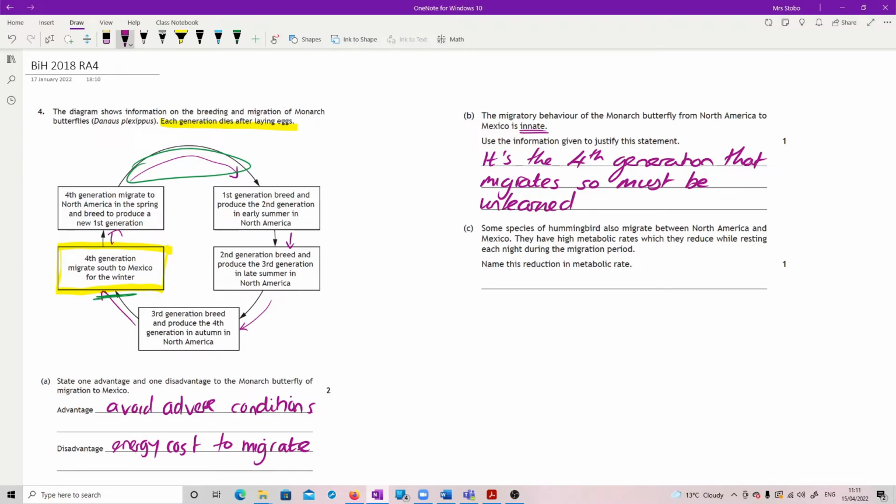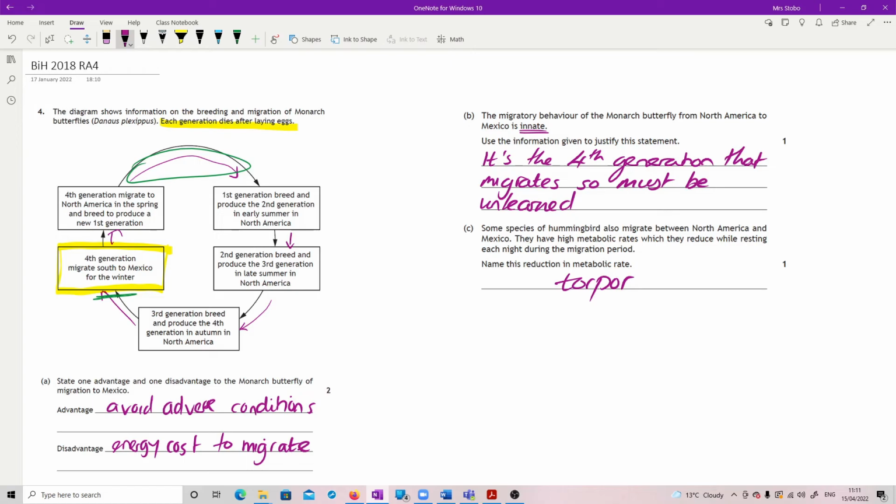They have high metabolic rates, which they reduce while resting each night during the migration period. Name this reduction in metabolic rate. So this is a quick, well, not quick, quick is not the right word. It's a short reduction in metabolic rate. So avoid using hibernation. That's the most common wrong answer for this one. This is a daily torpor.